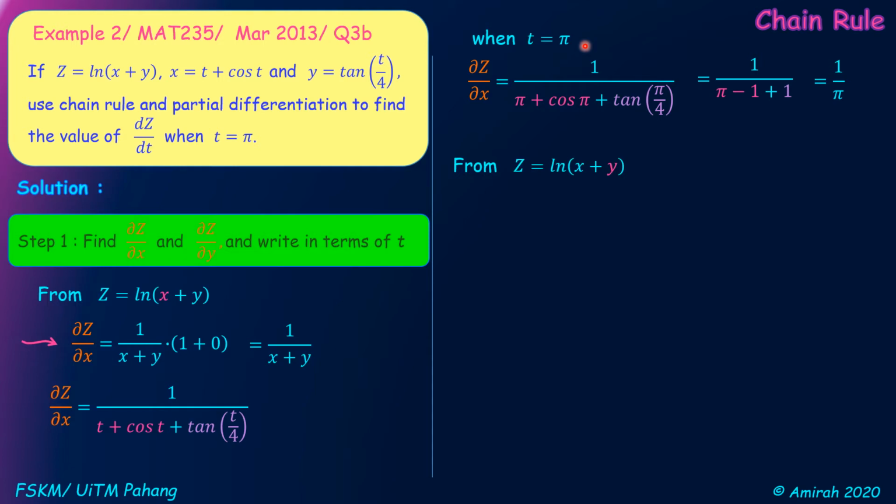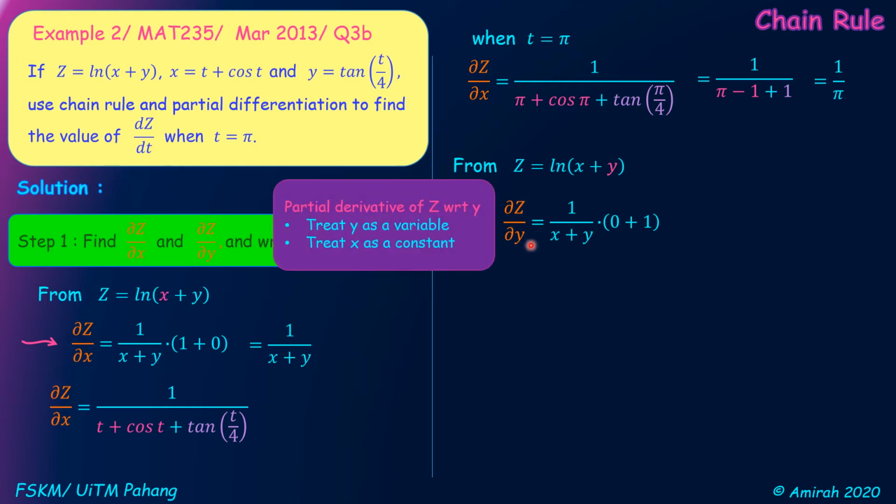After that, we need to find ∂z/∂y. We can find ∂z/∂y from z equals ln(x + y). ∂z/∂y means partial derivative of z with respect to y. We treat y as a variable and at the same time we treat x as a constant. So to avoid error and make it easy to differentiate, we can write variable x in different colors.